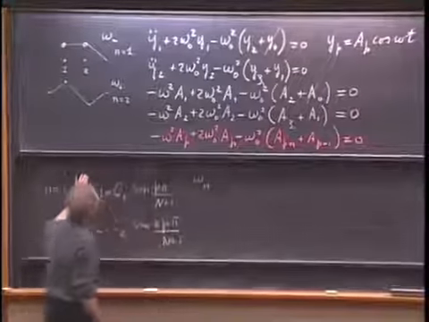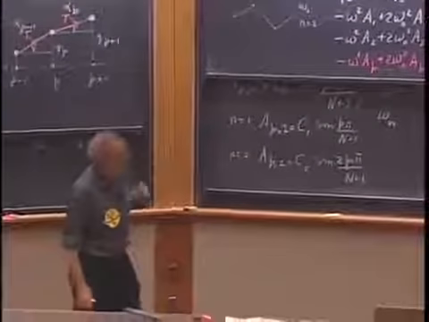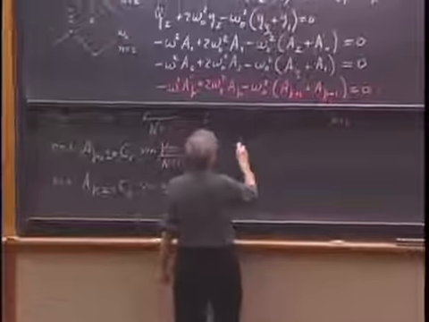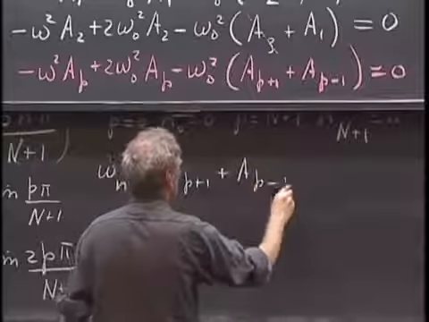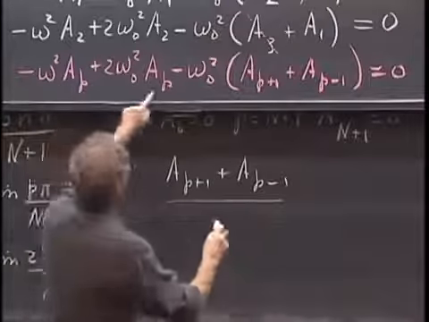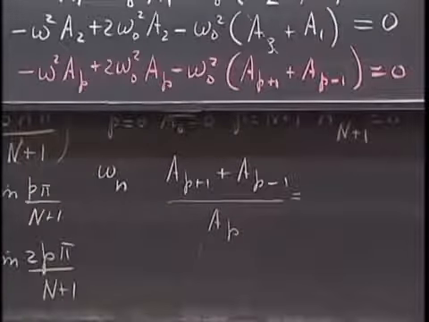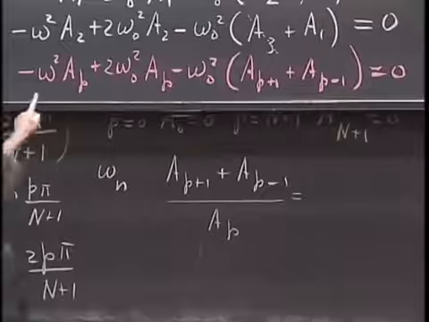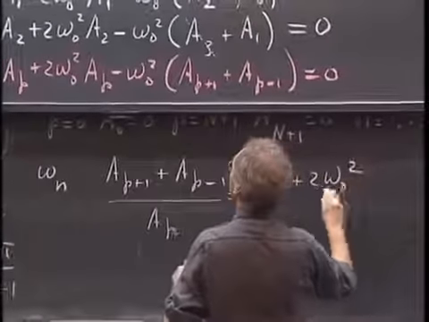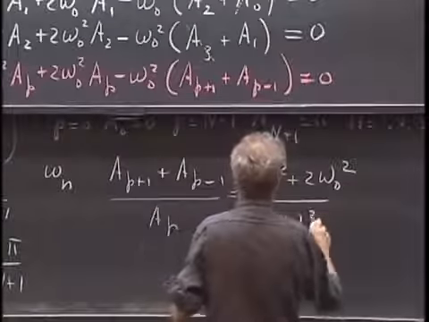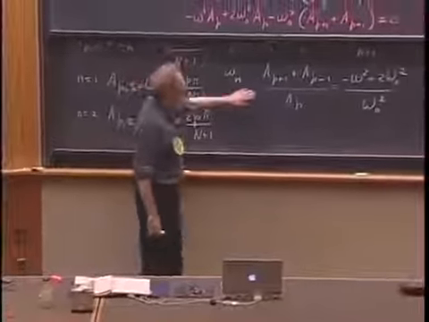And I'm going to write it now slightly differently. I'm going to take the a's to one side. So I'm going to write down here a p plus 1 plus a p minus 1 and divide that by a p, just rearranging, and then you will find that it is minus omega squared plus 2 omega 0 squared divided by omega squared. Take a look at this and convince yourself that this equation is identical to this one.